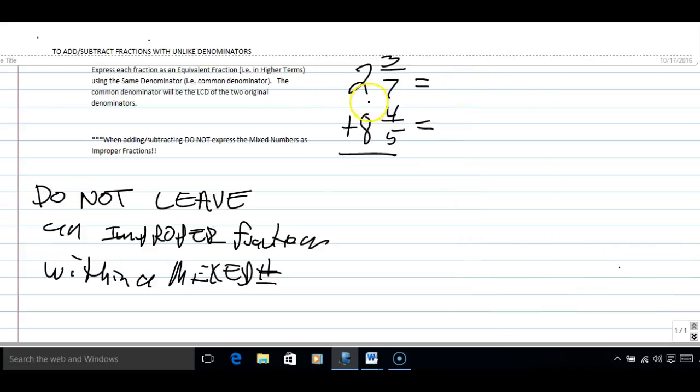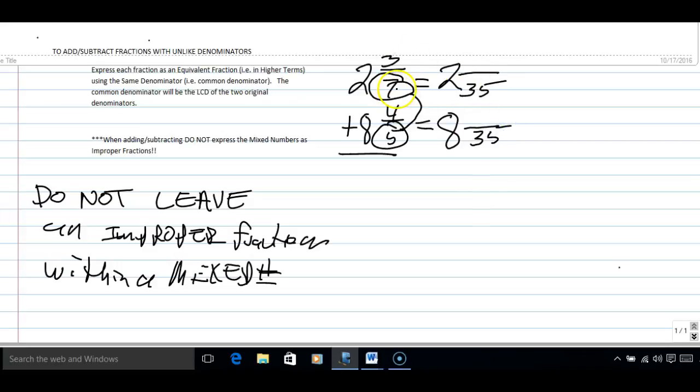Again, in order to add fractions, you must have a common denominator. And the common denominator is found by finding the LCM of your two denominators. Again, when we're adding or subtracting fractions, do not change the mixed numbers to improper fractions. You only do that in multiplication and division. The LCM of 7 and 5 is 35.